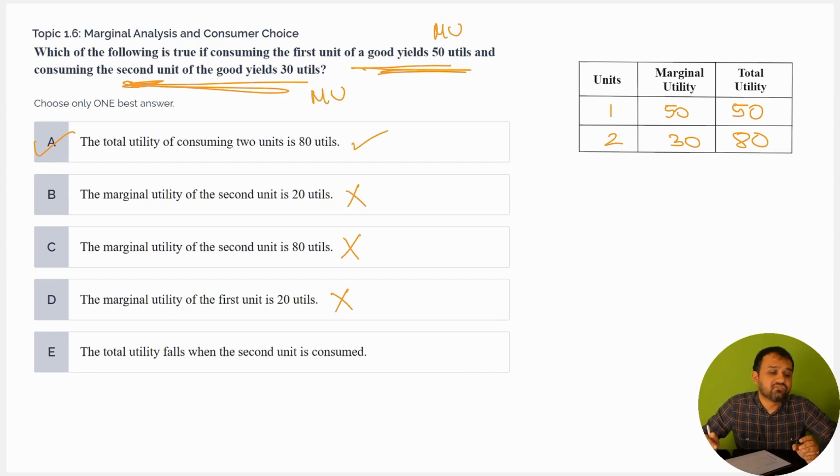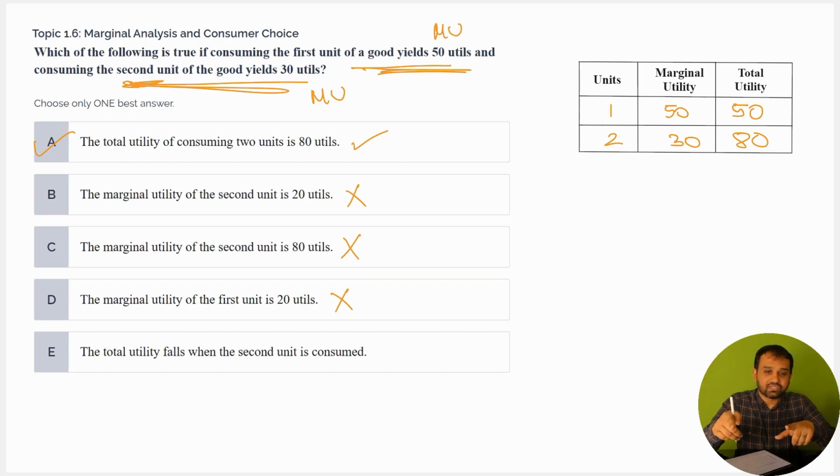Lastly, the total utility falls when the second unit is consumed. Total utility falling means your total satisfaction is falling. And that can only happen if by consuming something, you're getting dissatisfaction from it. Another way to put it is your marginal utility is negative. That is why you have consumed up to a point, then you consume another one, you sort of hate it. That is why your total satisfaction has gone down, because your marginal utility or satisfaction from the new unit is negative. That is dragging your satisfaction down.